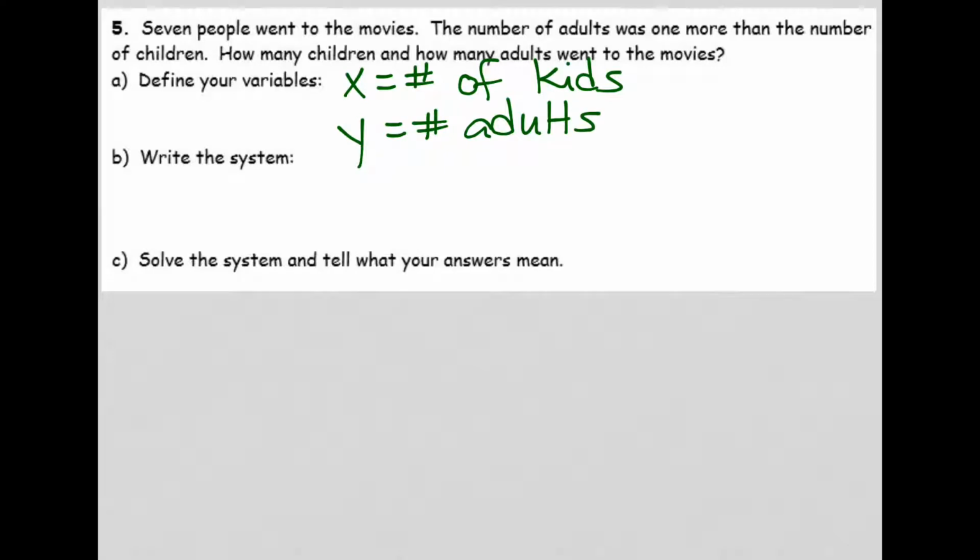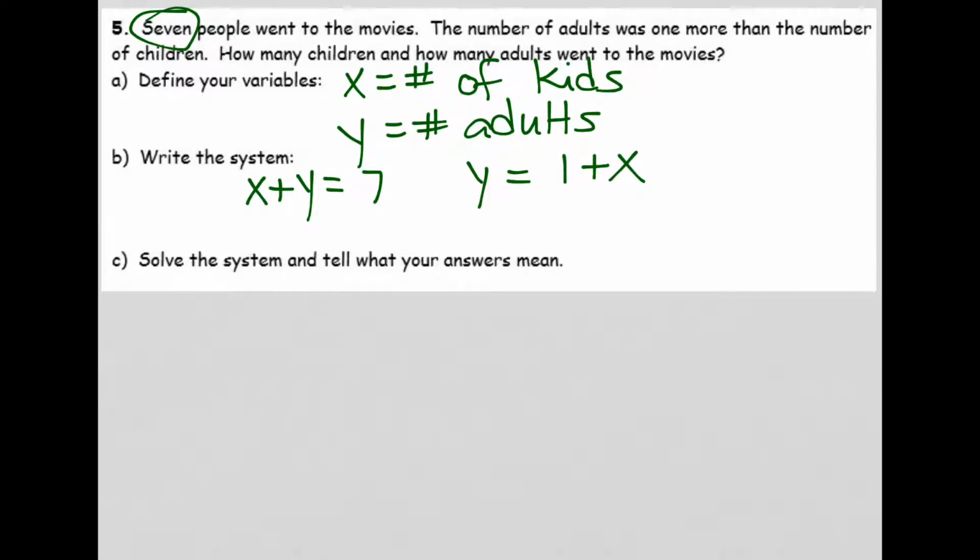Oh, how many people total were there? 7. 7 people went to the movies. Some were children and some were adults. That means that however many kids there were, plus however many adults there were, number of kids plus number of adults is going to equal 7. And the number of adults was 1 more than the number of children. Okay, the number of adults was y, so y is 1 more than the number of children, which was x.